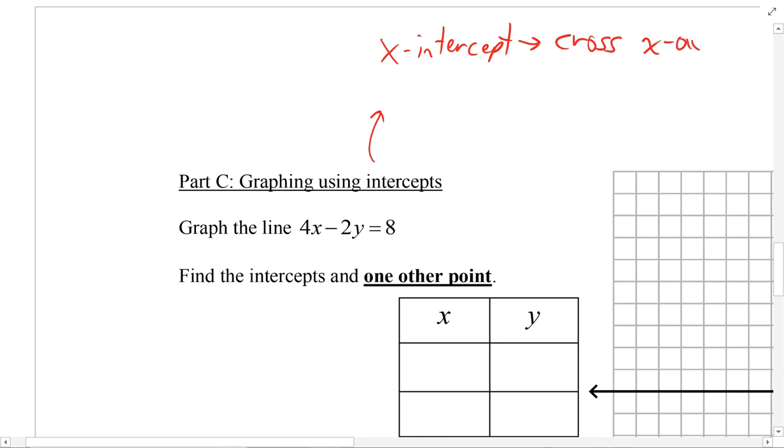And where you cross the x-axis, what do we know about that spot? Y equals 0. Okay? And that's because we're not going up or down. And the other intercept is your y-intercept. What is your y-intercept? It is where you cross the x-axis.